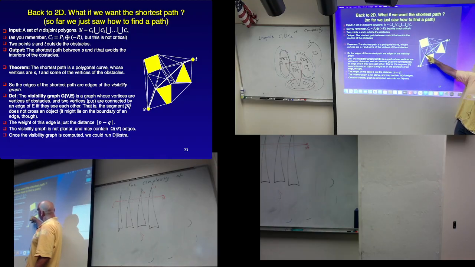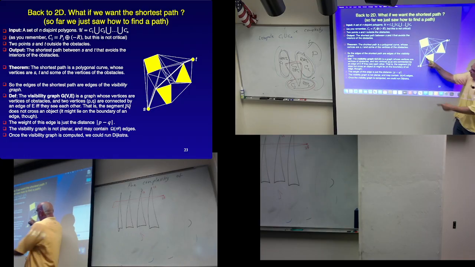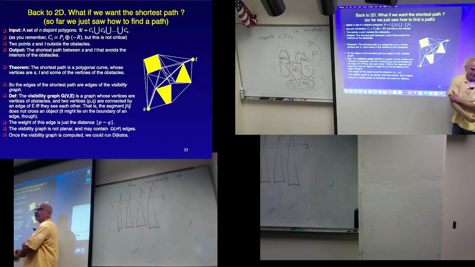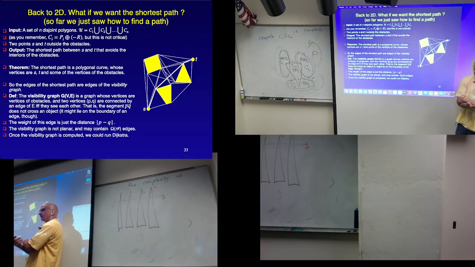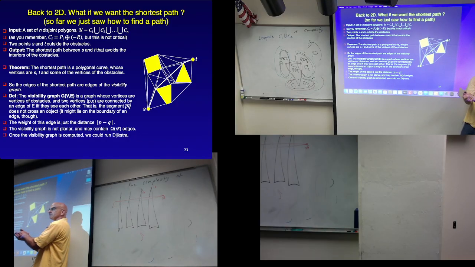But once I compute this visibility graph, my problem is very easy. I need to measure the length of every edge, see how long it is geometrically, and that's the weight of the edge. And then what do I do? One Dijkstra. Dijkstra is happy to take a graph, it's not a planar graph, but Dijkstra is happy to take a graph with positive weights on its edges and tell you what is the shortest path from S to T.